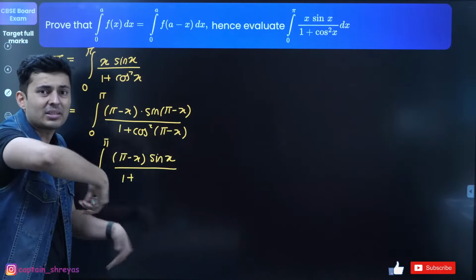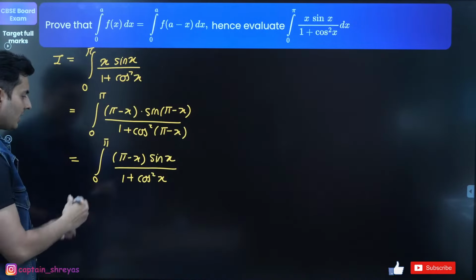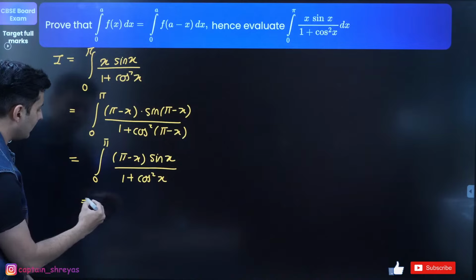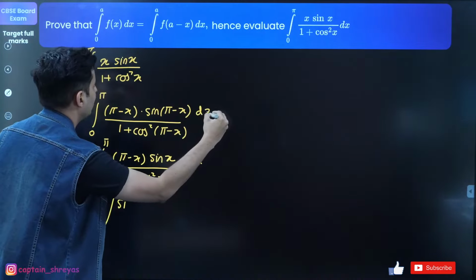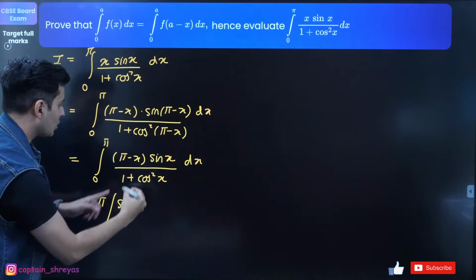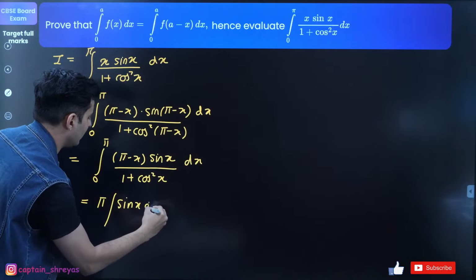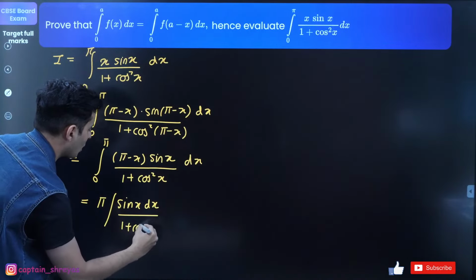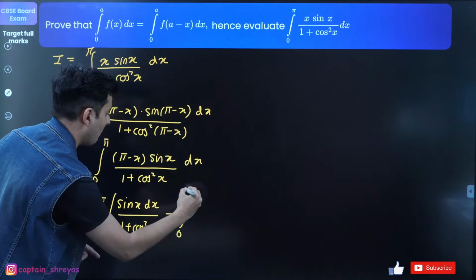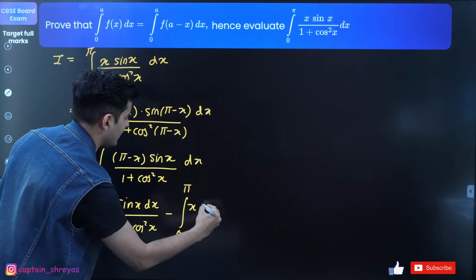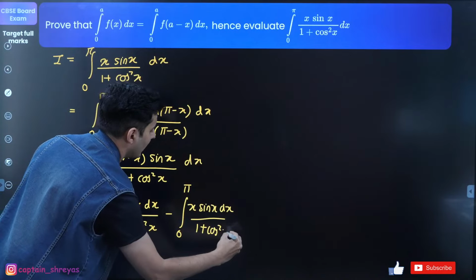Or even if it is minus cos, it will become square, so don't worry about it. It's cos square x, okay? That's the beauty. Now I can separate this out as pi integration. Oh, I forgot dx, my bad. dx everywhere, yeah. So this will become basically pi times the integral of sine x dx upon 1 plus cos square x, and minus the integral from 0 to pi of x sine x dx upon 1 plus cos square x.